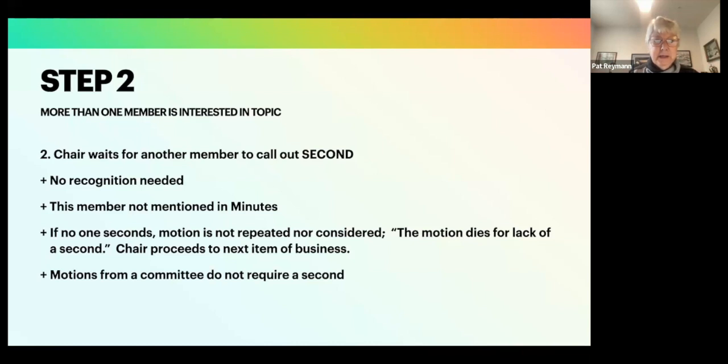The exception here is that if a motion comes from a committee, let's say a committee has made a report at the meeting and they have recommendations and they make those in the form of a motion at the end of their report, those motions do not require a second because they come from a committee which has debated and voted on a particular topic. And so you already know that more than one person is interested in that topic. So it does not require a second. If somebody jumps in with a second, no harm, no foul, but a second is not required.